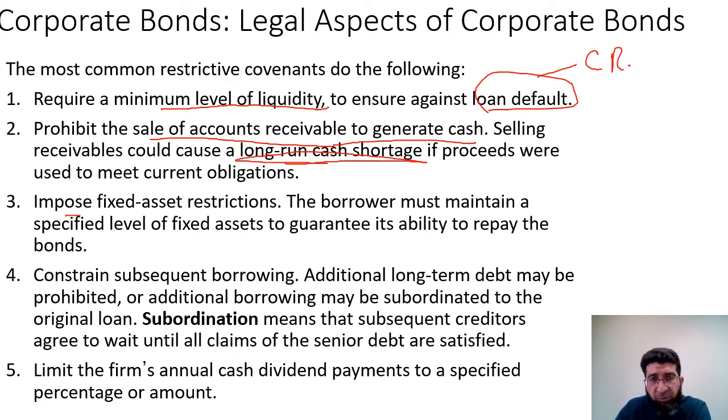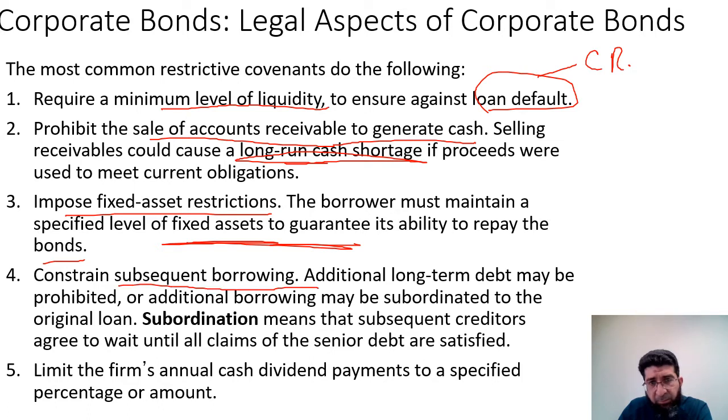Then we have imposed fixed asset restrictions. The borrower must maintain a specified level of fixed assets to guarantee its ability to repay the bonds. One way to think is that the borrower is actually selling long-run assets for some reason, and if they default, there will be nothing to sell to pay back the bondholders. Hence, these fixed assets serve as a guarantee and they should be there. So any sale will be subject to certain restrictions.